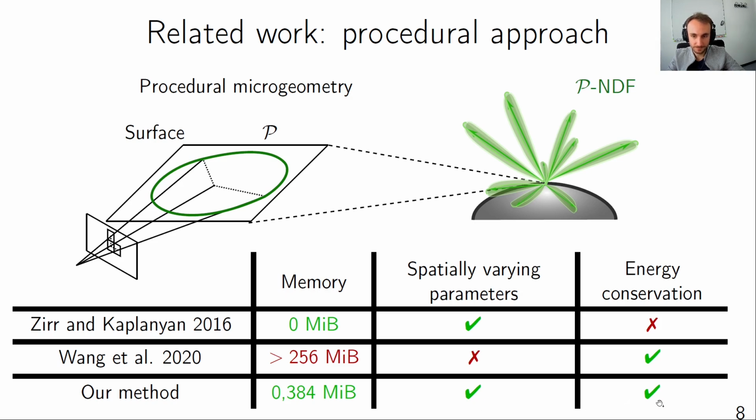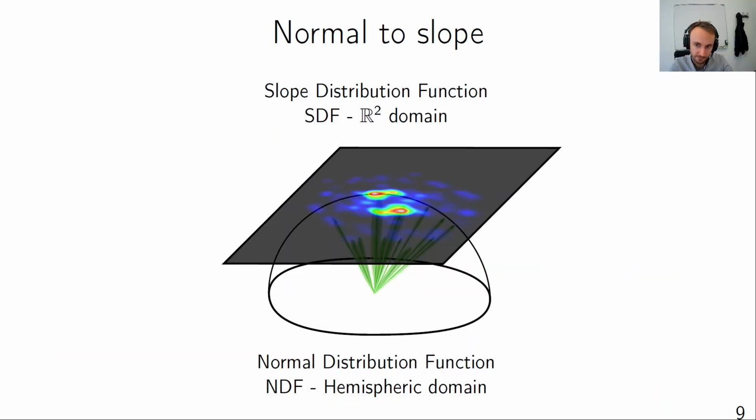Since the beginning, I have been talking about normal distributions, abbreviated NDF. Their domain is 3D. It is the domain of the hemisphere. To drop a dimension, we can work in the slope space, which is 2D. In this case, we have a slope distribution function, abbreviated SDF. In the following, we will see how to generate procedural SDFs.